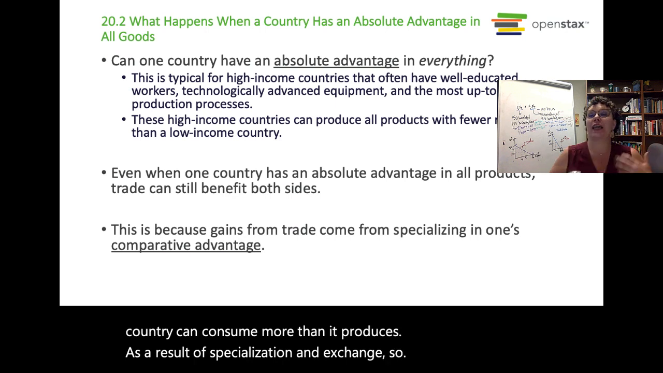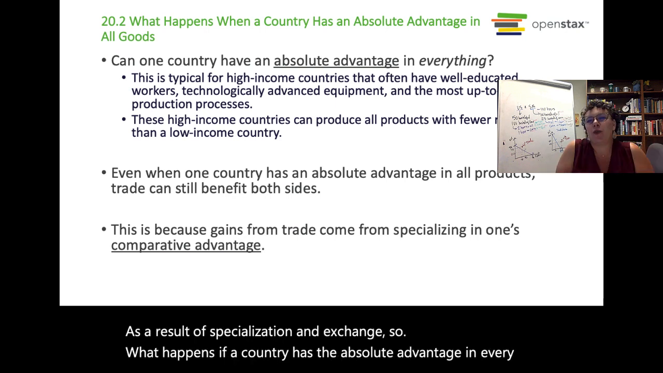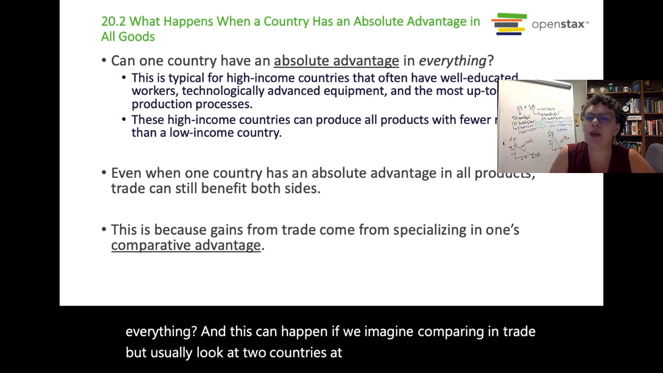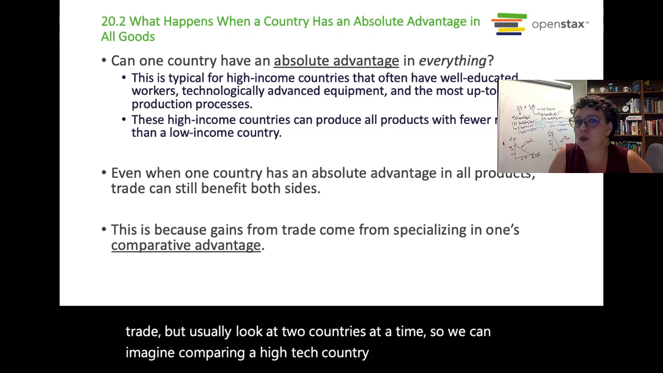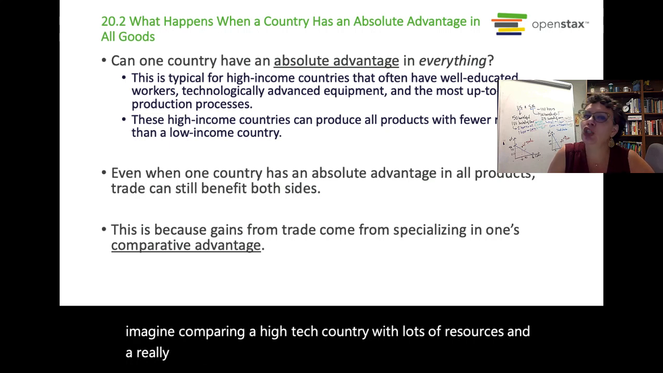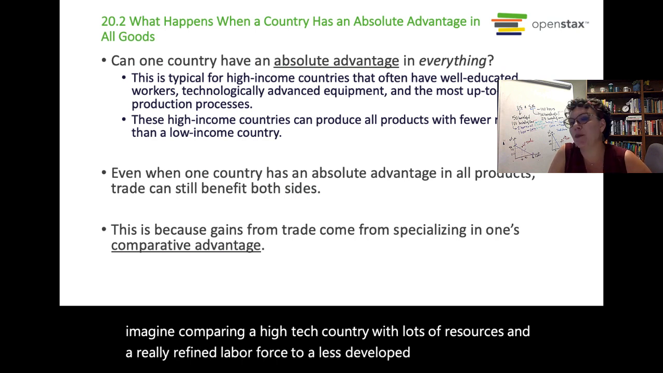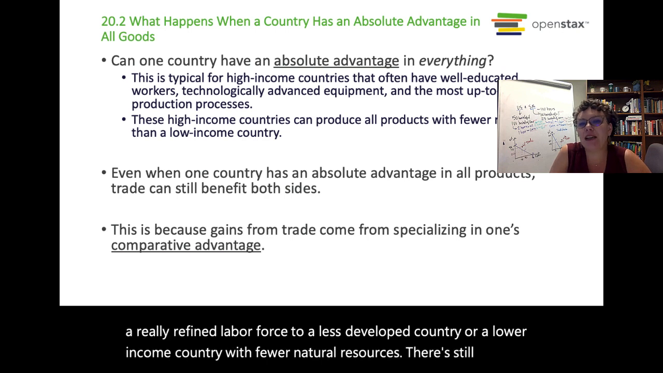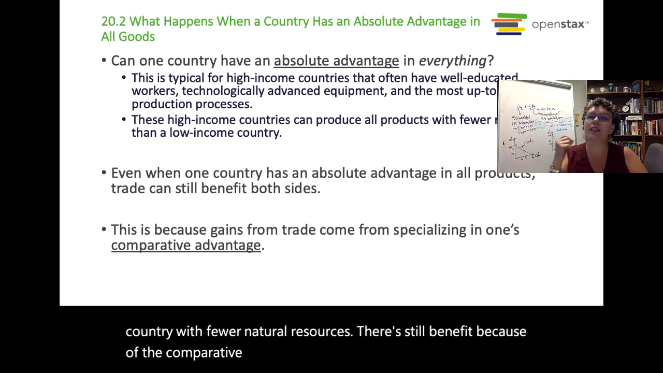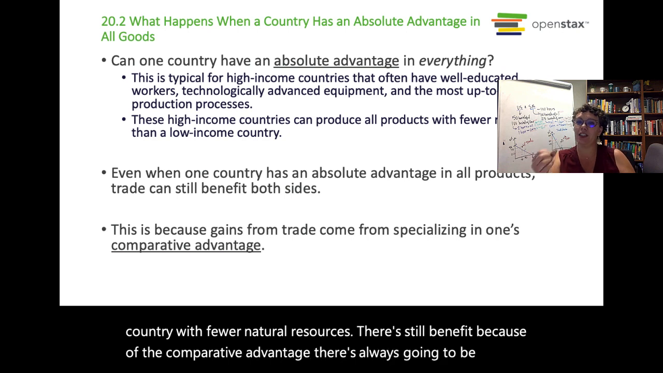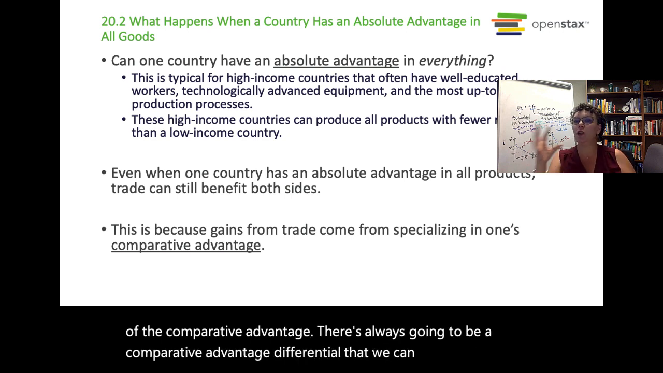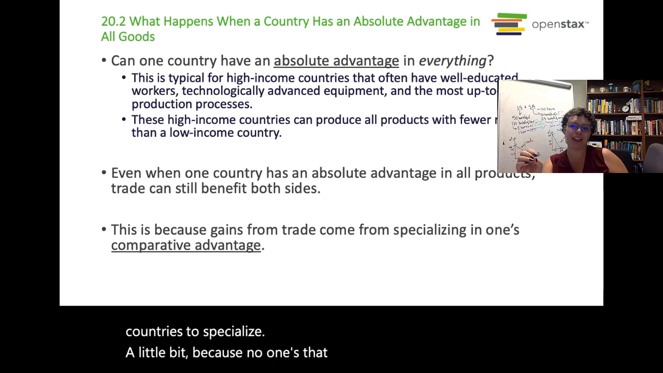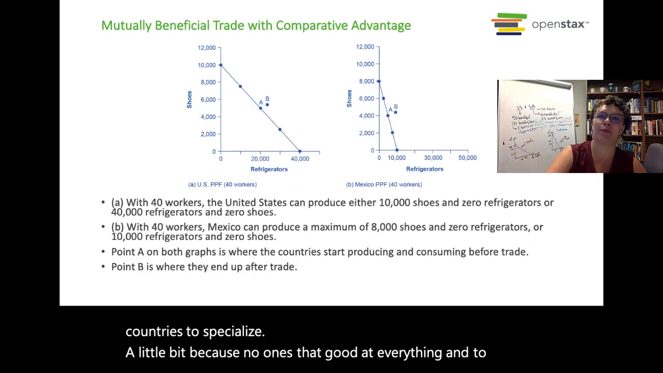So, what happens if a country has the absolute advantage in everything? And this can happen if we imagine comparing, in trade, we usually look at two countries at a time. So we can imagine comparing a high-tech country with lots of resources and a really refined labor force to a less developed country or a lower income country with fewer natural resources. There's still benefit because of the comparative advantage. There's always going to be a comparative advantage differential that we can focus on to allow countries to specialize a little bit, because no one's that good at everything. And to demonstrate that, we have a fun example here.